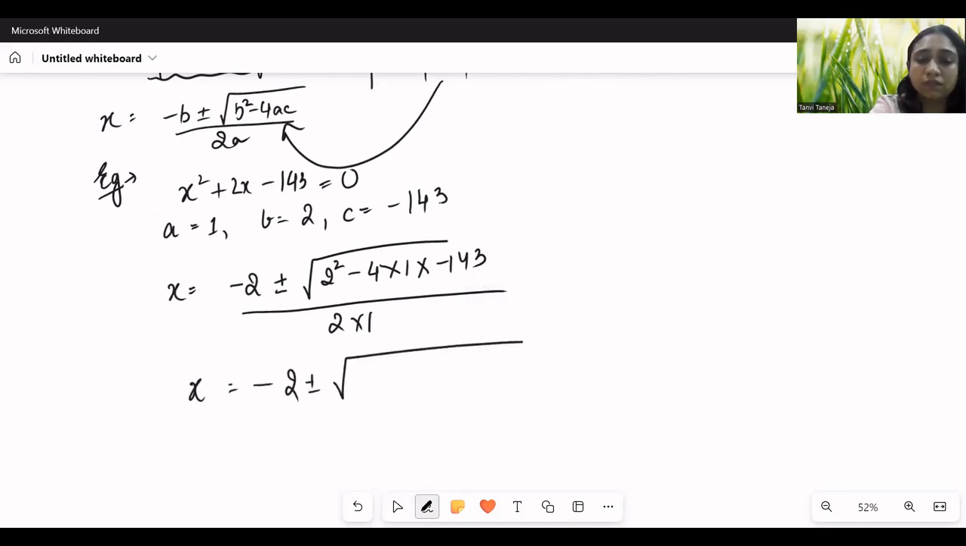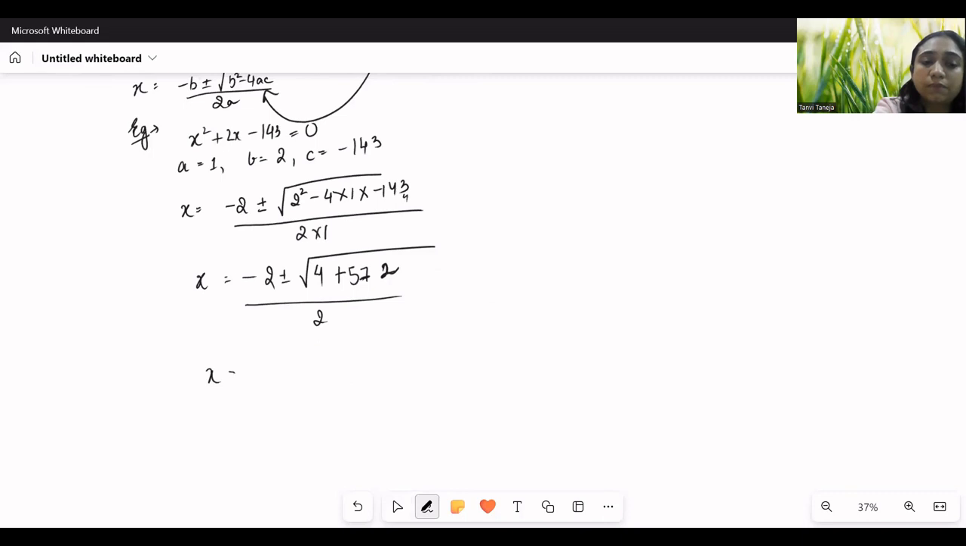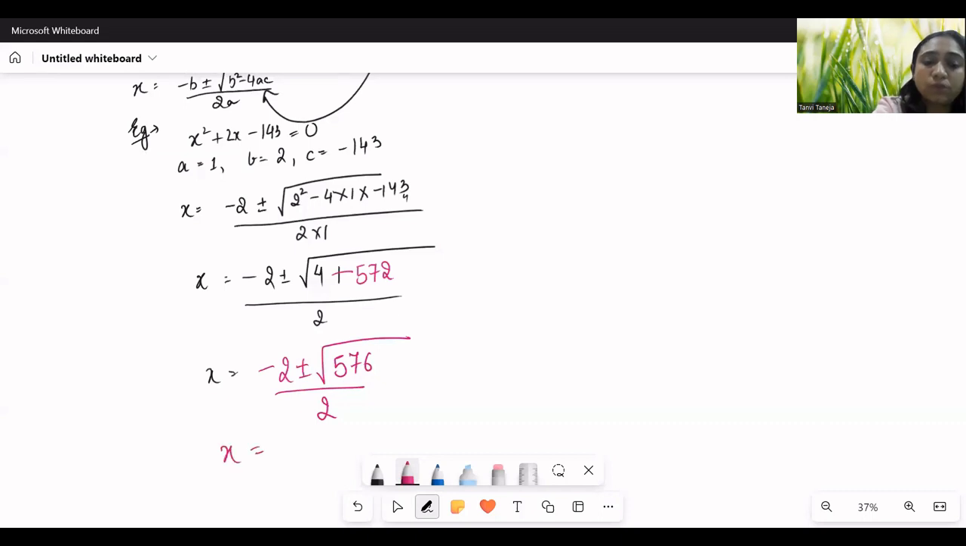I'm going to solve it. 2 twos are 4, then it will be plus, because there are two negative numbers, so I'm going to multiply 4 by 143. That gives 572, then divided by 2. If I write this again, it will be clearer. I'm going to add the numbers inside the root: 4 plus 572 is 576, over 2.